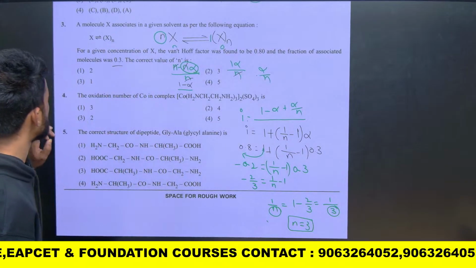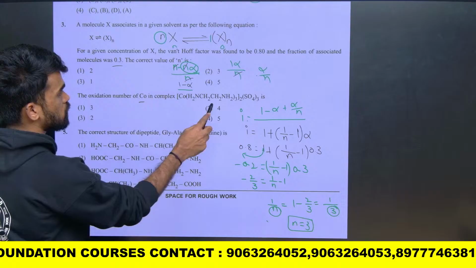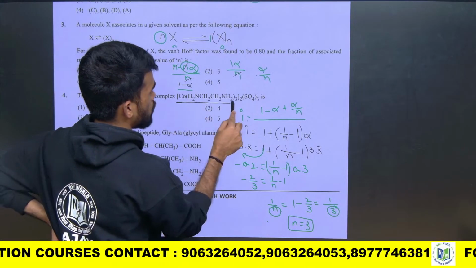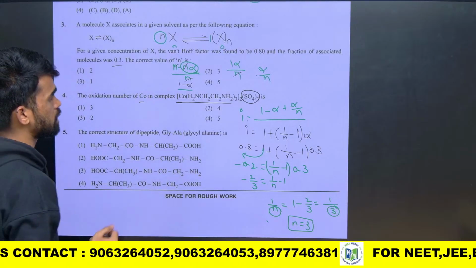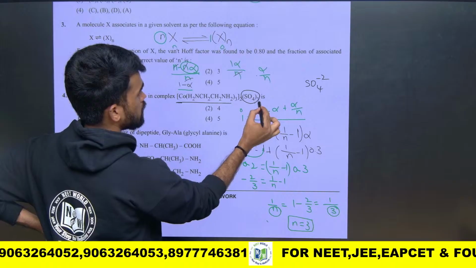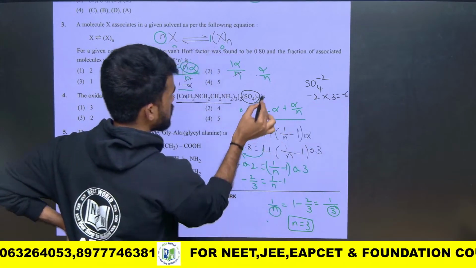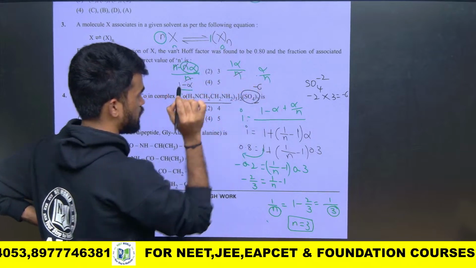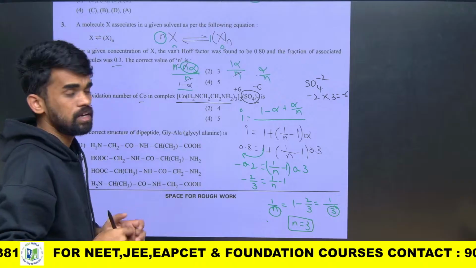Okay. Next, the oxidation state of cobalt in this complex. See, this is the complex and these are the ionic sphere. So now sulfate ion, each sulfate ion is how much charge? Minus 2. How many are there? 3 are there. So minus 2 into 3, it is minus 6. For this anionic sphere, total charge is minus 6. So this cationic sphere will have total charge as plus 6. Okay, done.